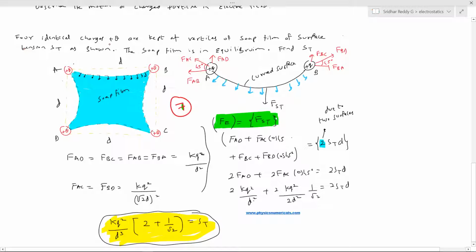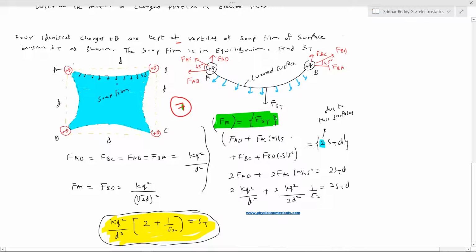Four identical charges plus Q are kept at the vertices of a soap film of surface tension ST. As shown, the soap film is in equilibrium. Find the surface tension. These point charges are kept at the vertices of a soap film.